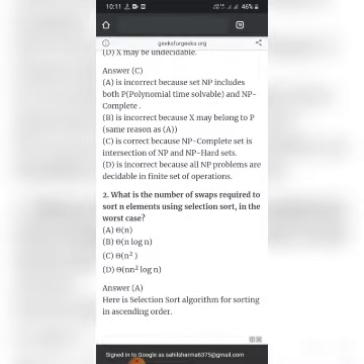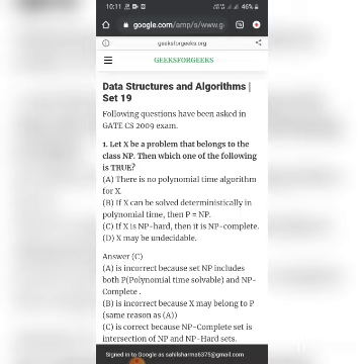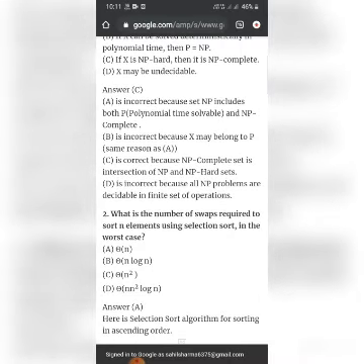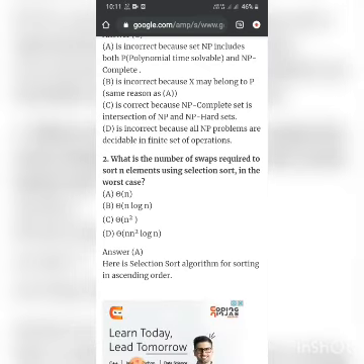So the next question they asked is: what is the number of swaps required to sort n elements using selection sort in the worst case? And here the answer is O(n). Here is the selection sort algorithm for sorting in ascending order.